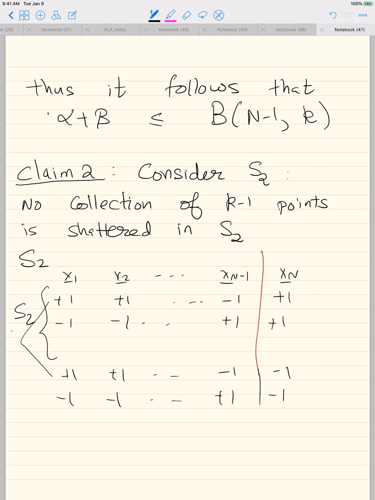What we are claiming is if I look at any k positions, so maybe the first k positions, then I cannot have all 2 to the k vectors in this set at these positions in S2. Why is that? Or, sorry, k minus 1, not k. If I look at any k minus 1 positions, then I cannot have all 2 to the k minus 1 possibilities. So, who wants to explain why this is the case?